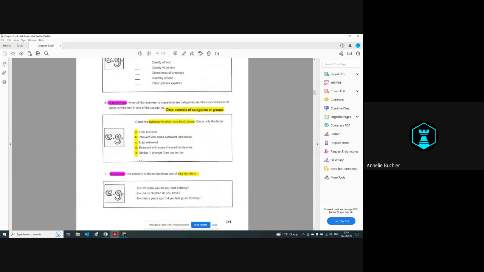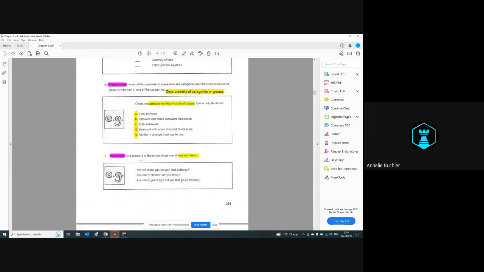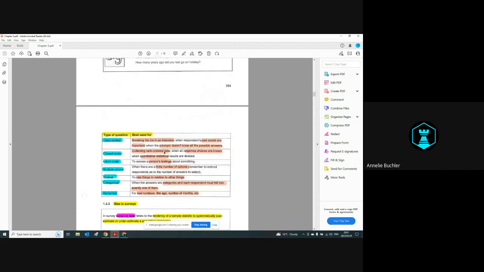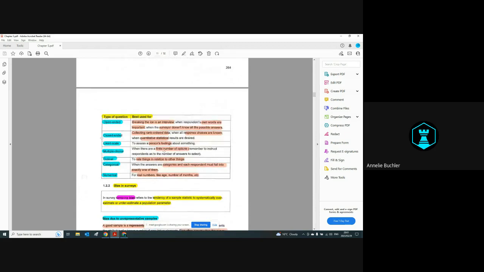So it's very important that you familiarize yourself with these data, categorical, numerical. And then on page 265, you have your type of question: open-ended, closed-ended, Likert scale, multiple choice, ordinal, categorical, and numerical. And there they summarized it for you, which I highlighted.